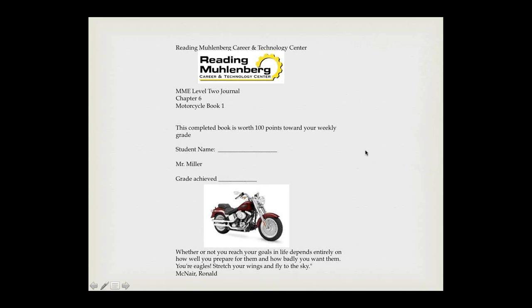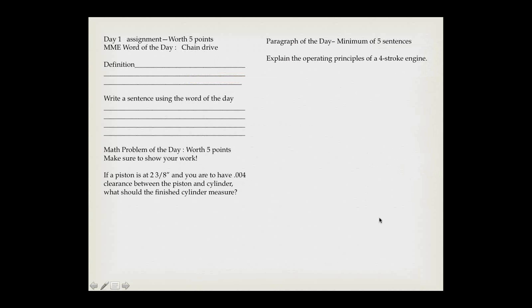Okay, so going back to our topic, this is another of Reading-Muhlenberg's teachers. This is the front, and I'm going to click through to the next page. This is a weekly booklet, a packet that the students get, and it builds a routine of a word of the day, a math problem each day, some writing, and some explanation, as you'll see on the last statement here, explain the operating principles of a 4-stroke engine.